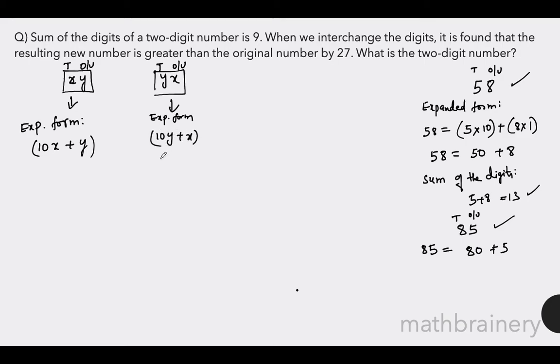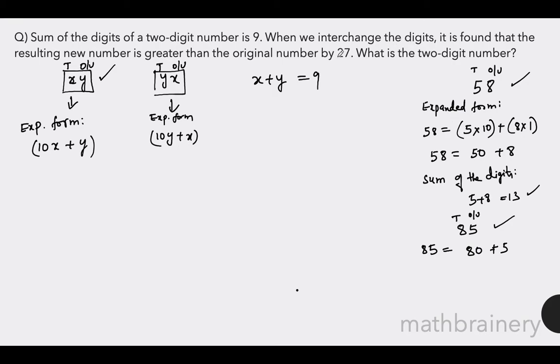Okay. So now what is the condition given to us? The sum of the digits of a two-digit number is 9. If I first assume the two-digit number as xy, the sum of the digits, that is x plus y, is 9. Whenever we want to solve such problems wherein you have to assume a two-digit number, we always prefer to consider that two-digit number in its expanded form, which is 10x plus y in this case. Okay. Now when we interchange the digits, the expanded form will be 10y plus x.